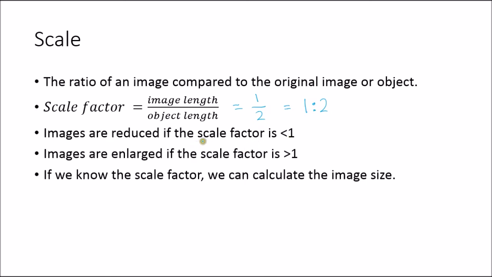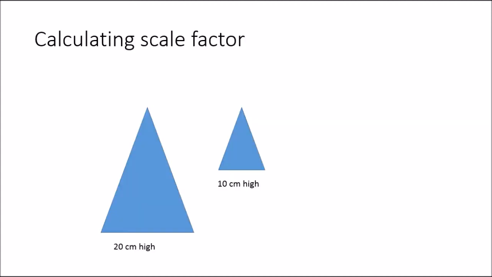Now images can obviously get smaller or get bigger. If the scale factor is less than 1, so in this case 1 over 2 is 0.5, that's less than 1, our image would be smaller. If it's larger than 1, then our image is enlarged. Images are reduced if the scale factor is less than 1. They're enlarged if the scale factor is greater than 1. Now if we know the scale factor, we can calculate the image size based on the object size, or vice versa, and I'll show you that in a moment.